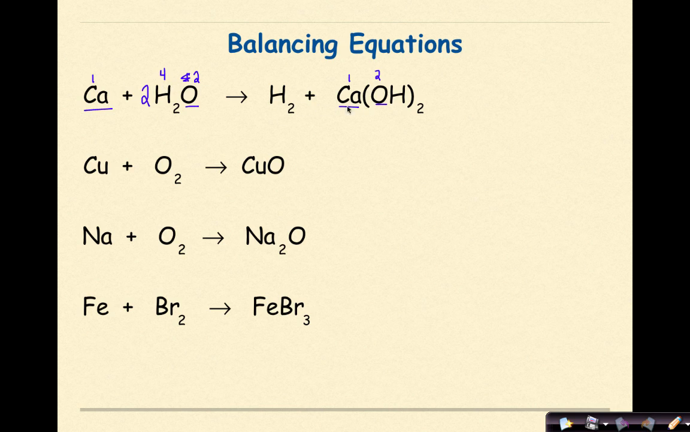How many hydrogens do I have on my product side? Well, I have 2 hydrogens right here, and I have 2 hydrogens right here, because remember this 2 distributes through. So on this side, I have a total of 4 hydrogens. If I go back and check one more time, 1 Ca, 1 Ca, 4 hydrogens total on the reactant side, 4 hydrogens total on the product side, 2 oxygens, 2 oxygens, this is balanced.